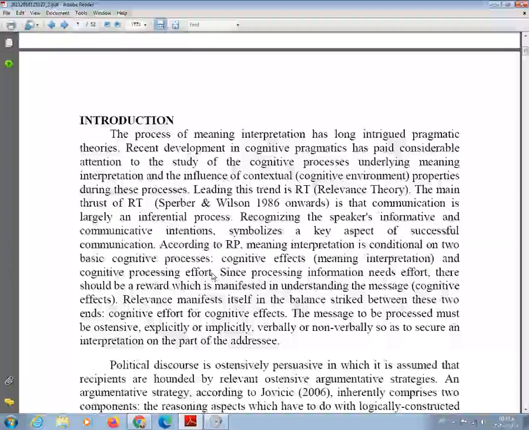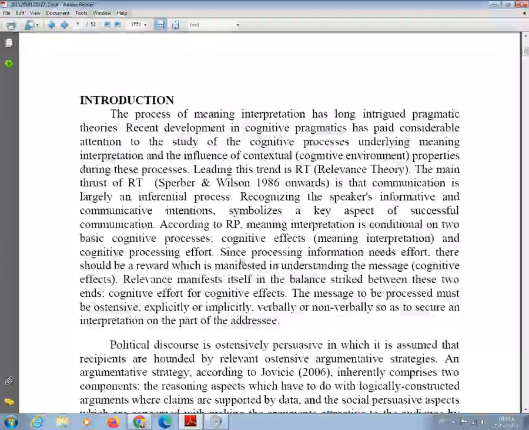Right? Okay. And since processing information needs effort, there should be a reward. What's this reward? It's meaning, interpretation. To figure out meaning, to arrive at meaning, to generate meaning, which is manifested in understanding the message. Cognitive effects. What's cognitive effects? Meaning, arriving at meaning, understanding meaning, processing meaning. Understand? Relevance manifests itself in the balance. That's what I said. In the balance struck between these two ends. Cognitive effort for cognitive effects. Don't forget this. It's a very important definition and a very important thing we can say about relevance.